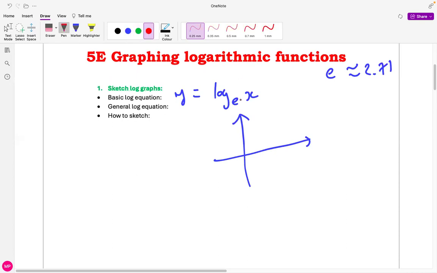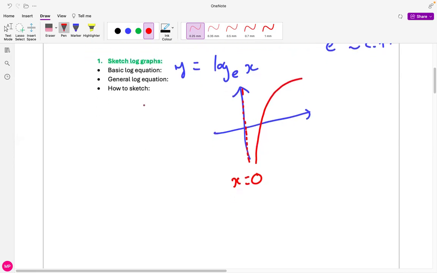So think about x here. You cannot have log of zero. So log will have the asymptote at x equals zero because log of zero is impossible. You can't reach that. Okay. And because the graph has to move along the asymptote, it will look something like this. So now we're going to learn how the log graph will change with all types of transformations.